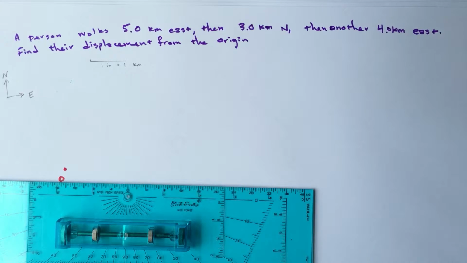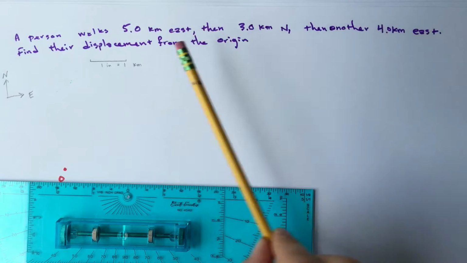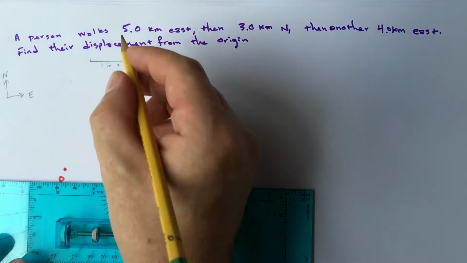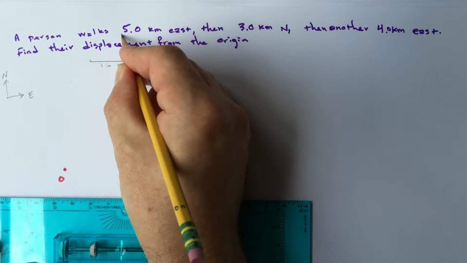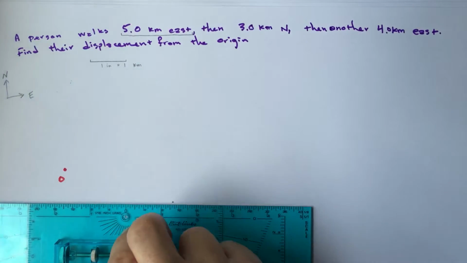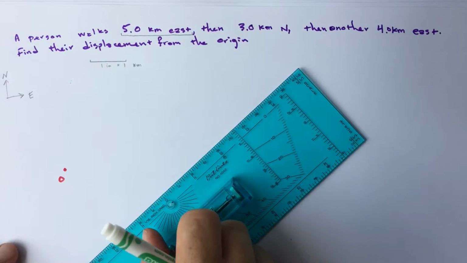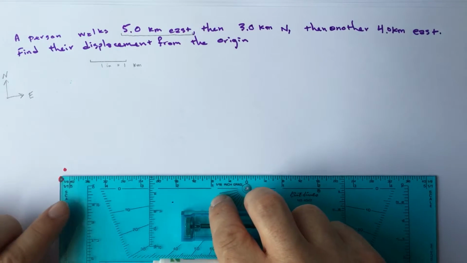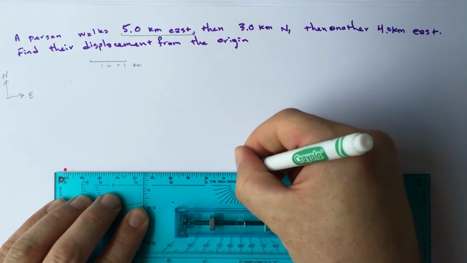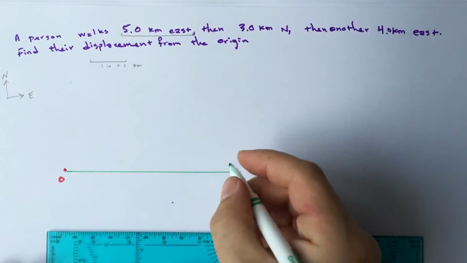This problem really has a couple of different legs of the journey, and each one of these legs could be represented with a vector. So let's draw this out. The first one is 5 kilometers east. So they start at the origin, they walk 5 kilometers east. I would need to draw 5 kilometers east. I'll say that's about east. Here's my 5 kilometers. Puts me about there.